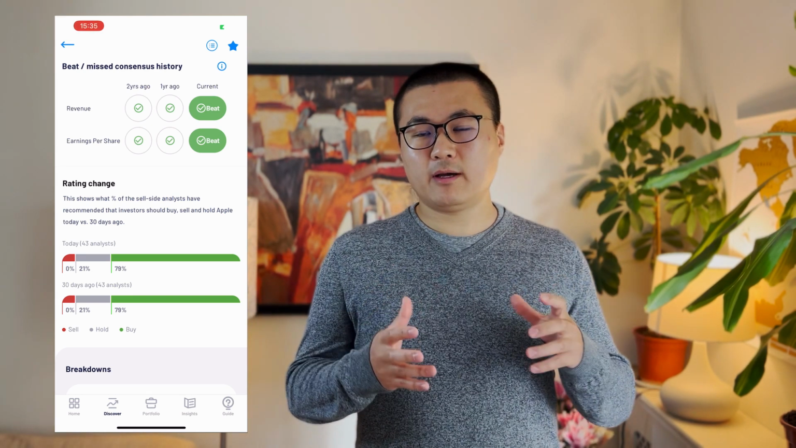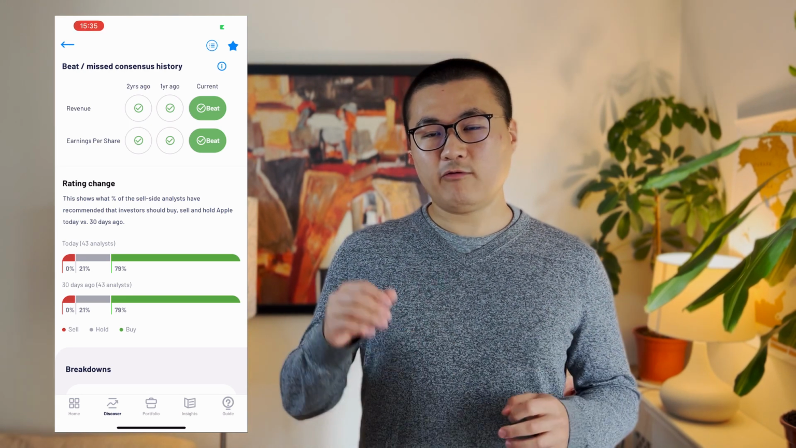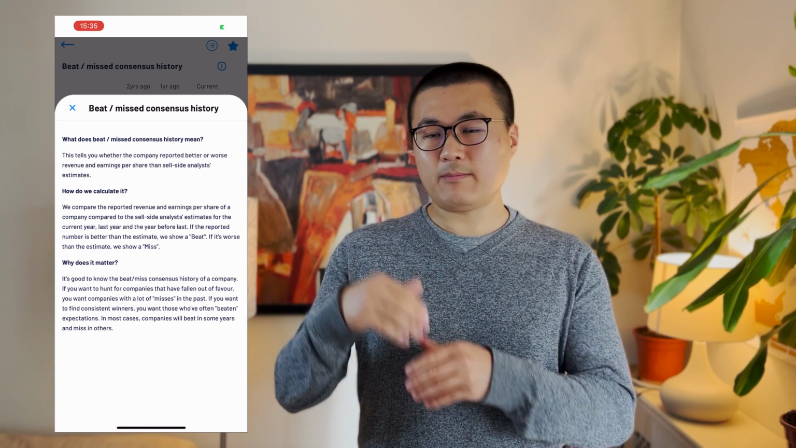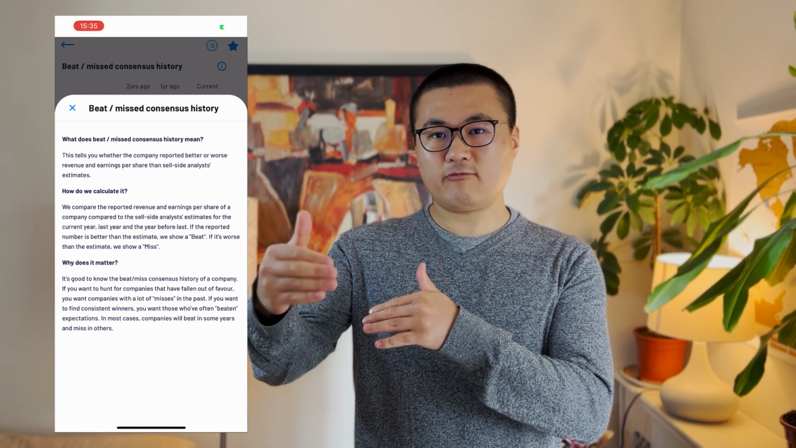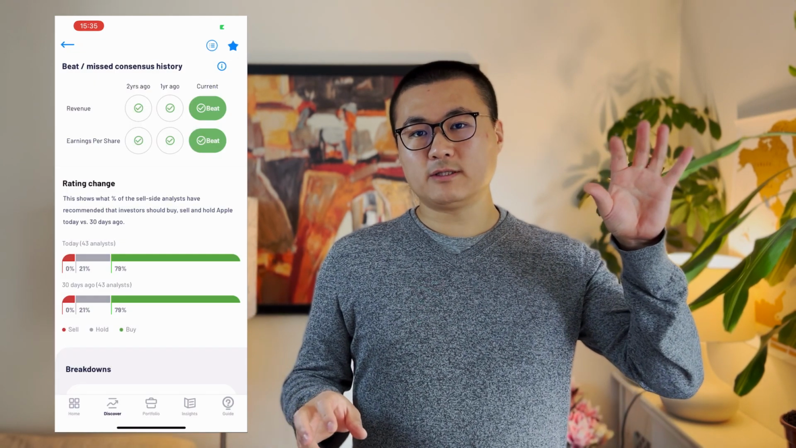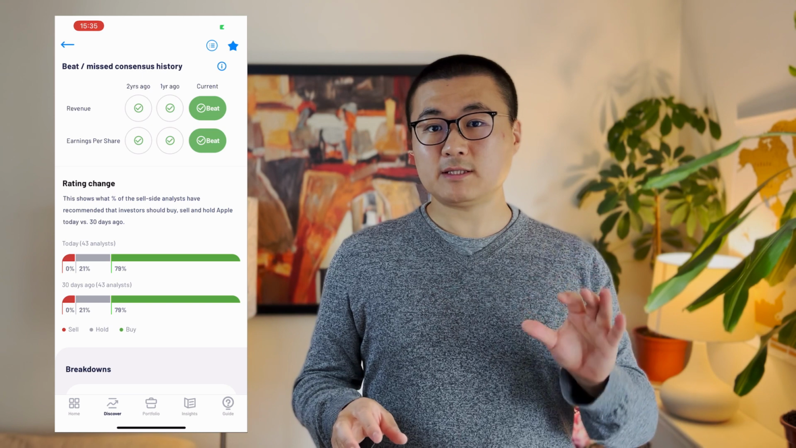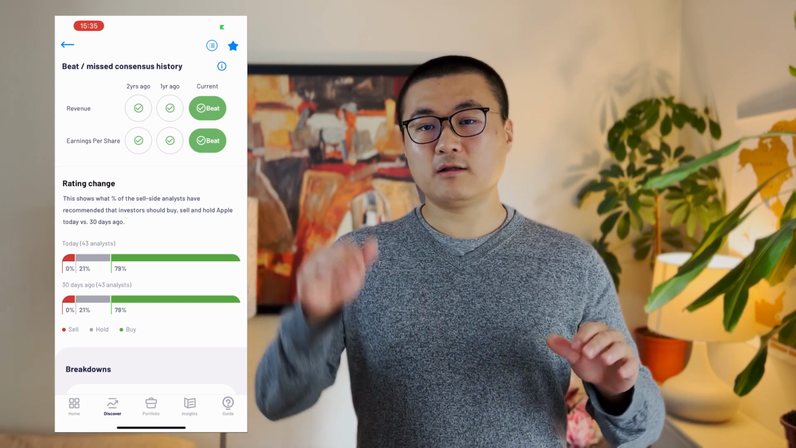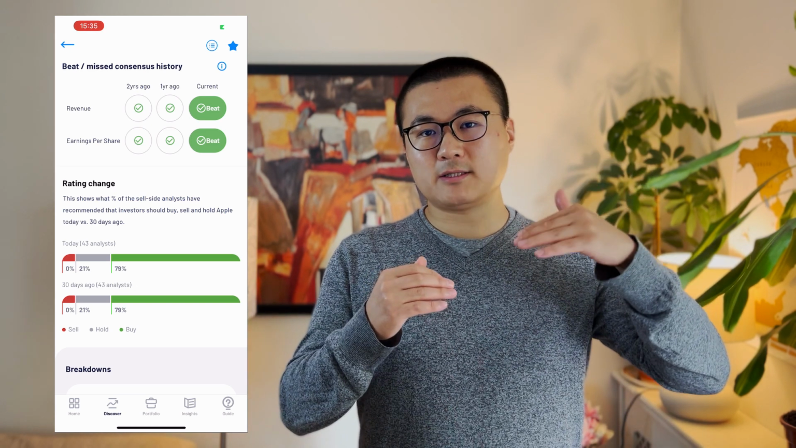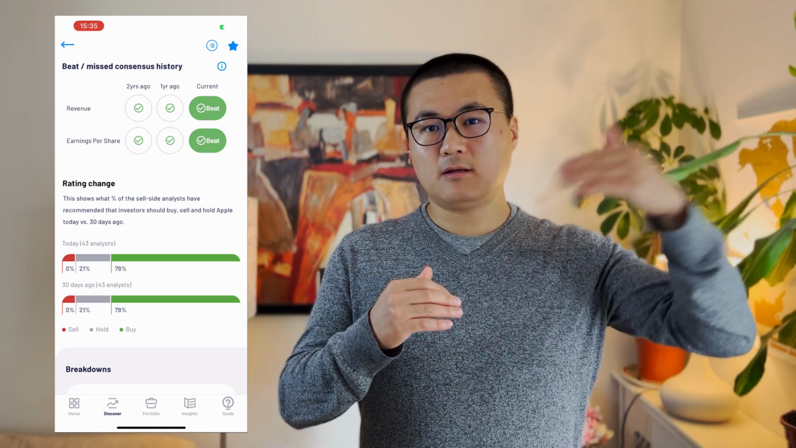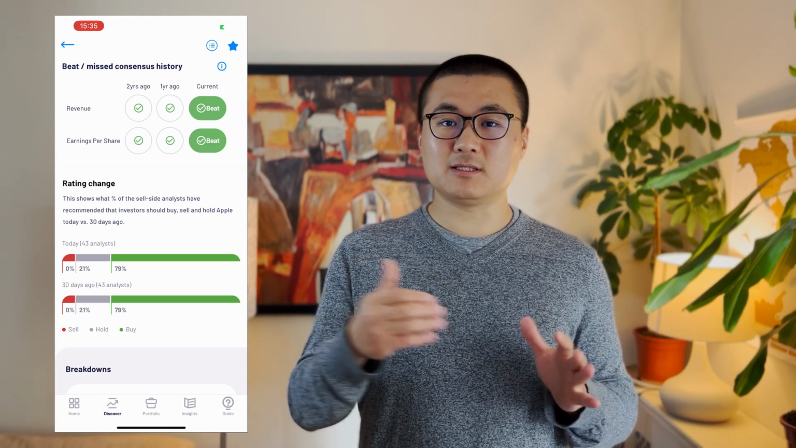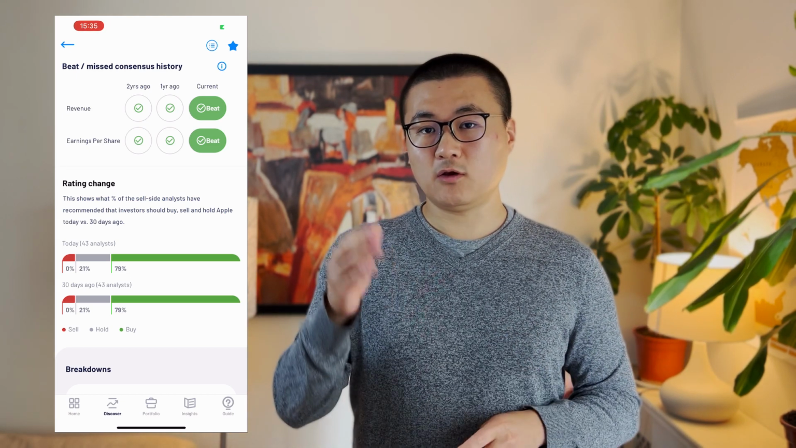Now, what do we mean by beat and miss consensus history? Well, for every company, the market always has a set of expectations. They may think the company will do this amount of revenue and this amount of earnings. And in the end, the company will always beat, meet, or miss those market expectations. And the differences between the two will move the share price. So if a company has been beating the market expectations consistently, that is a good thing. However, if the company misses the market expectations a couple of times, you need to be cautious.